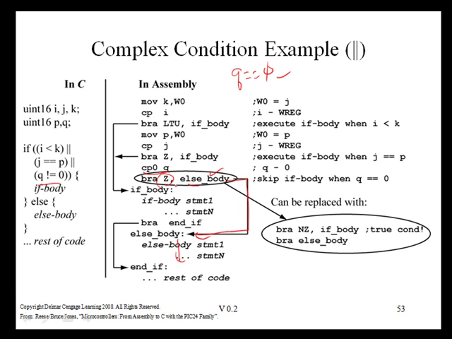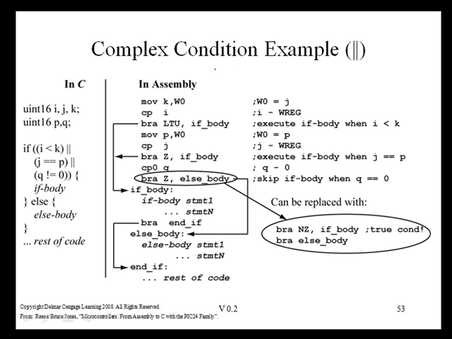If that branch is not taken, then we're going to fall through and execute the if body if q is not equal to a 0. After these if body statements, we're going to do a branch always to end if to skip the else body and pick up and execute the rest of this code.